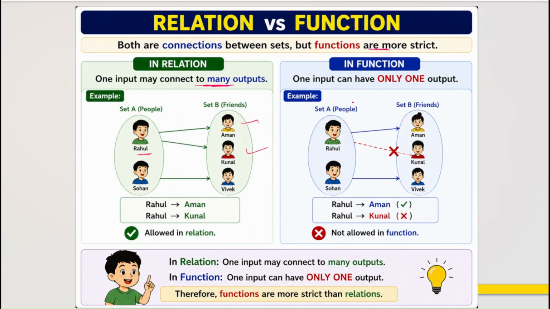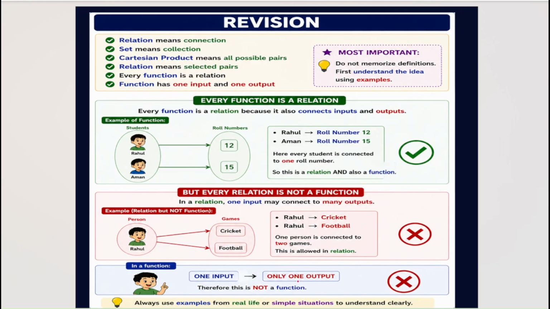But in case of function, if Rahul is a friend with Aman, he cannot be a friend with Kunal. He cannot be a friend with Vivek. That means Rahul can have only one friend. That means only one output in case of function. So multiple friends or multiple outputs are not allowed in function. So here it is also written, in relation, one input may connect to many outputs, and in function, one input can have only one output. Remember these terms.